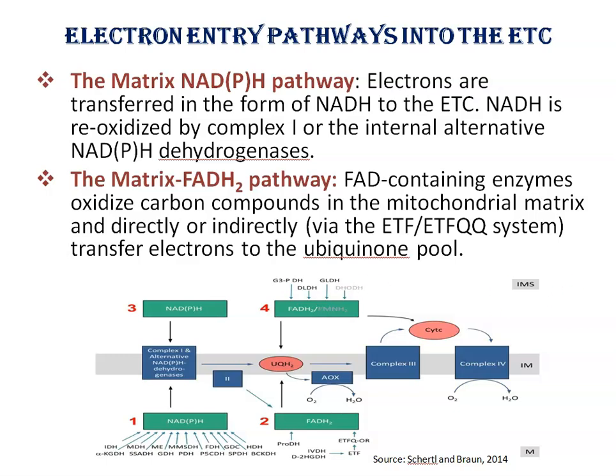First is the matrix NADPH pathway. Here electrons are transferred in the form of NADH to electron transport chain. NADH is reoxidized by complex 1 or the internal alternative NADPH dehydrogenases and transfer electron to ETC. Second is matrix FADH2 pathway. Here FAD containing enzymes oxidize carbon compounds in the mitochondrial matrix and directly or indirectly transfer electrons to the ubiquinone pool.